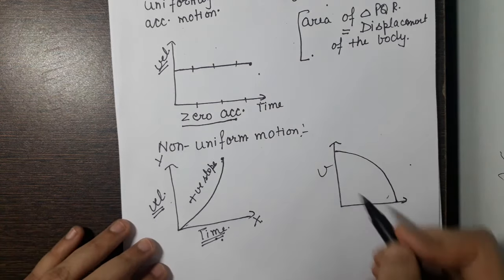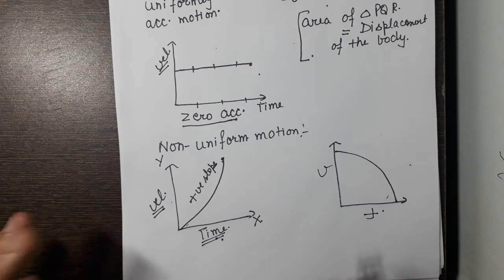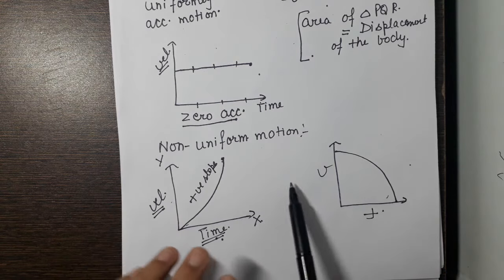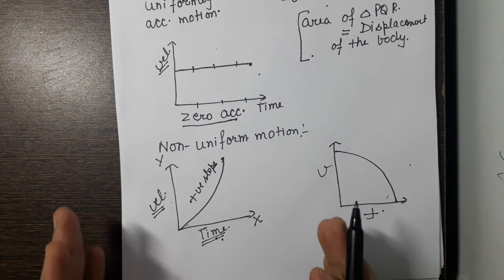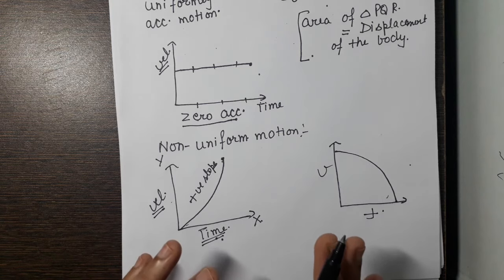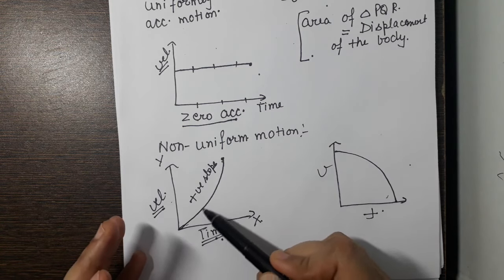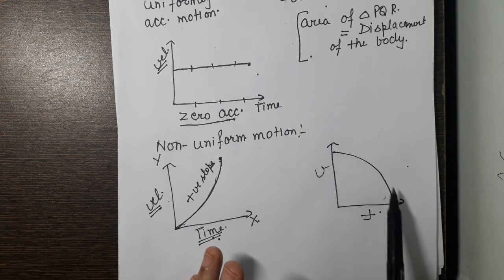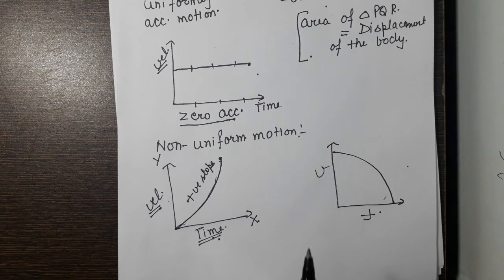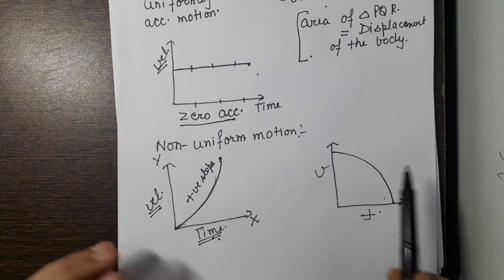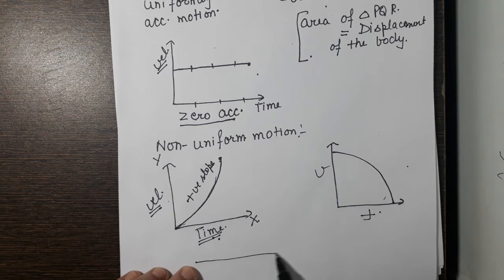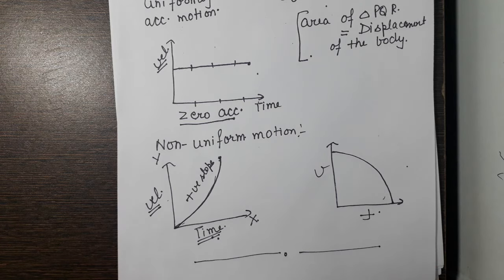So if we see such types of graphs, then we can say that these are the velocity time graphs for non-uniform motion, where velocity is changing but not uniformly. If velocity is increasing, then it will be a positive slope, that is acceleration. But if velocity is decreasing in such a way, that will be a negative slope, and that will be deceleration, or we can say retardation. So these are the graphs which we have discussed today: position time graphs and velocity time graphs. Thank you so much.